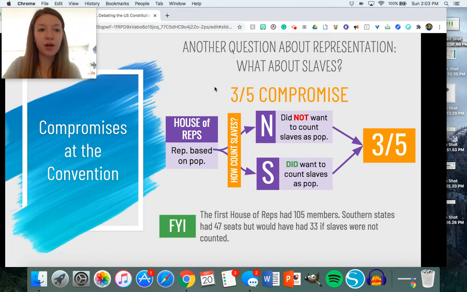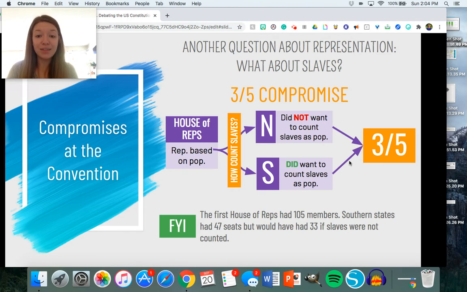This is concerning the House of Representatives. This is where this debate is really taking place, right? We know that based on the Great Compromise, representation will be based on population. But how do we count slaves? The northern states did not want to count slaves toward the population. The South did, okay? What we end up with is a compromise that says, all right, 3 out of every 5 slaves will count toward population, toward representation.